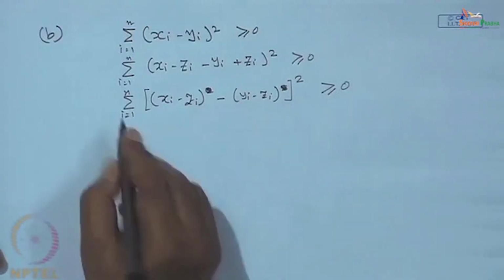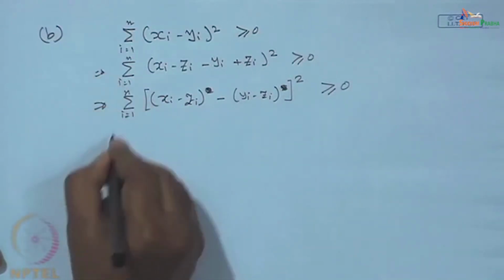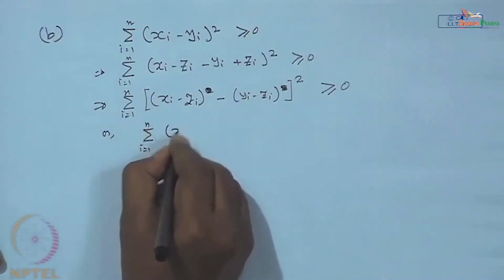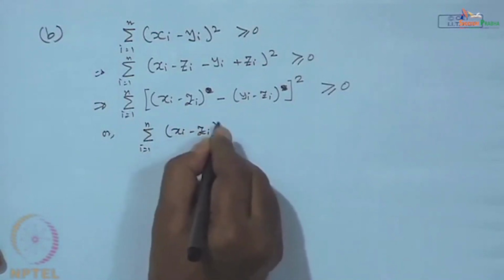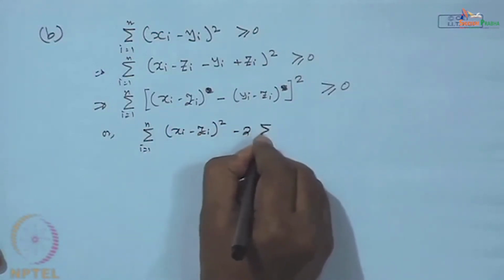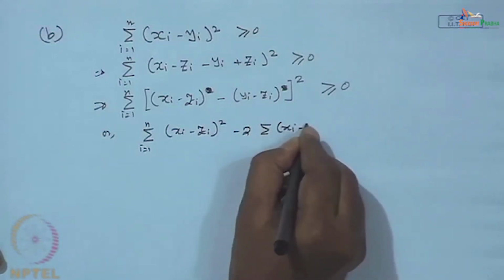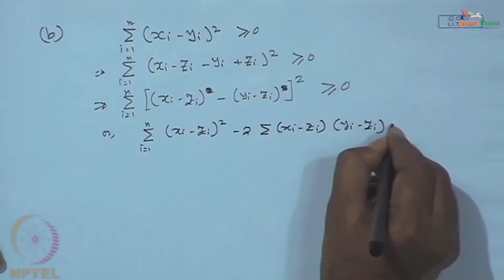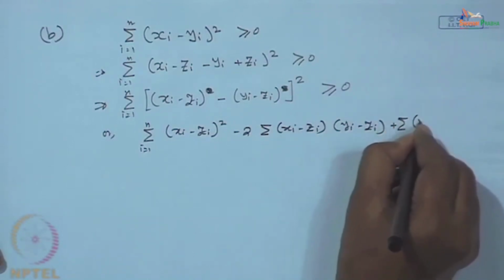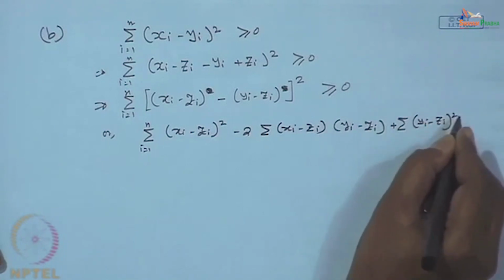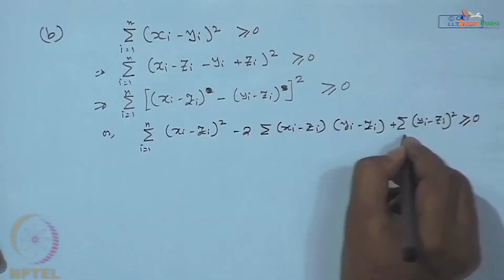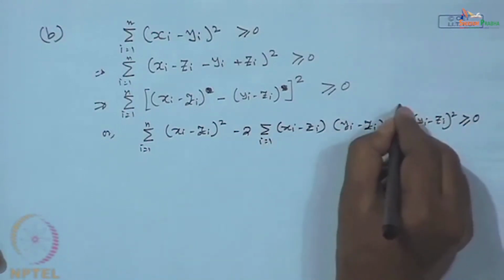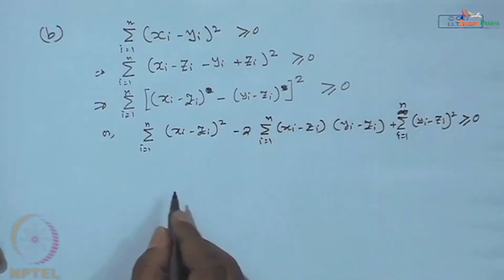Now, we open up this square. So, it will be given as summation i equal to 1 to n of (x_i minus z_i) squared minus 2 summation of (x_i minus z_i)(y_i minus z_i) plus summation of (y_i minus z_i) squared greater than or equal to 0, with i running from 1 to n. Okay. So, what is this?